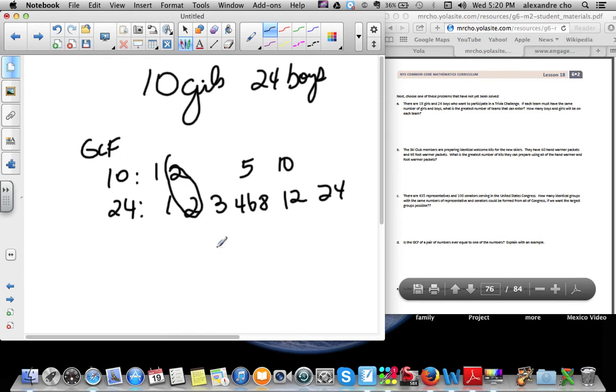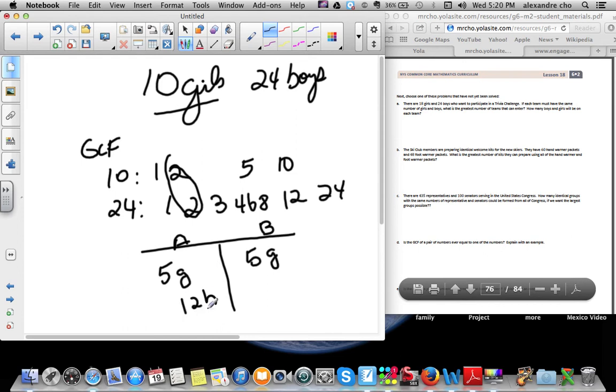Okay, and you want to know how many teams you can make. Well, you can make 2 teams. Let's call them Team A and Team B. How many girls? If you have 10 girls and 2 teams, it will be 5 girls here, 5 girls here. And boys, if you have 2 teams, 24 divided by 2, it will be 12 boys here and 12 boys here. So each team will have 5 girls and 12 boys. Okay, and that's that for that question.